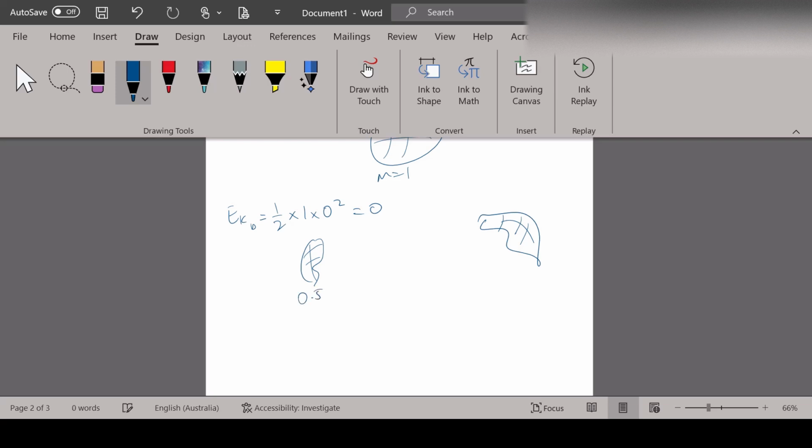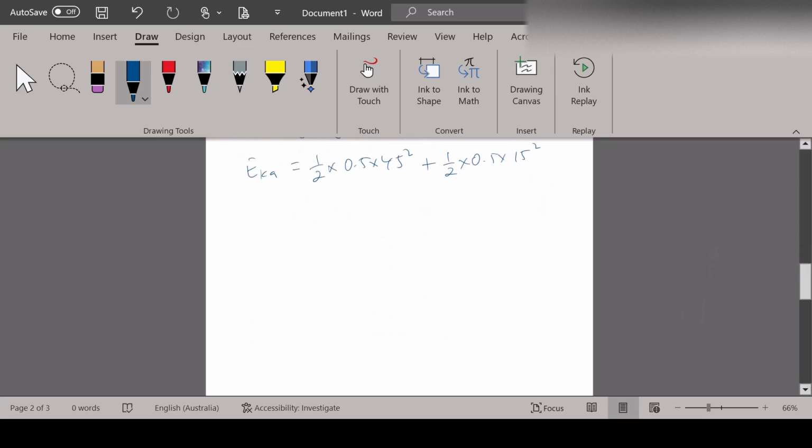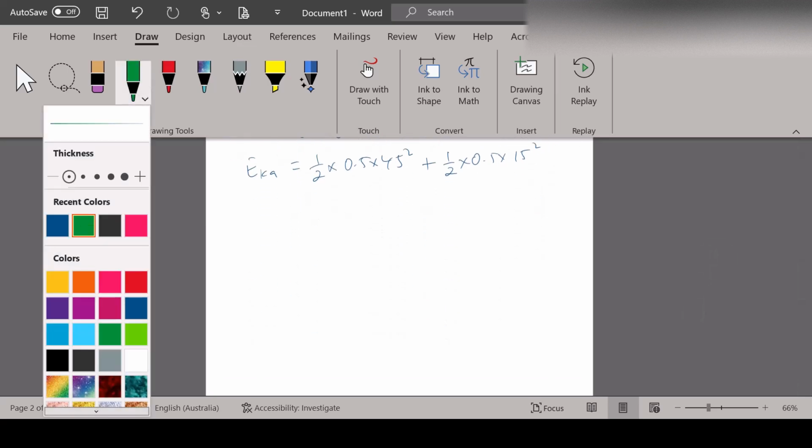This has, let's say, half the mass coincidentally, and this has half the mass here coincidentally, and this has a velocity of 15 meters per second. This has a velocity of 45 meters per second. So the kinetic energy after is going to be 1/2 times 0.5 times 45 squared, that's for the left bit, and 1/2 times 0.5 times 15 squared for the right bit. And clearly this is way, way, way greater than 0. So the kinetic energy has increased. This is an explosion.